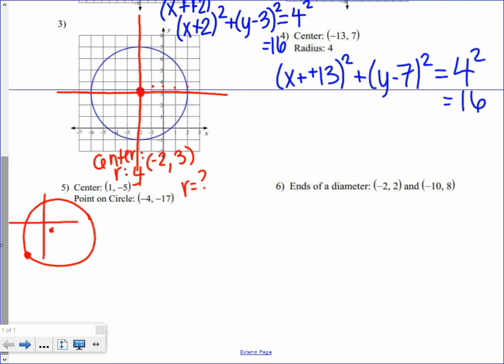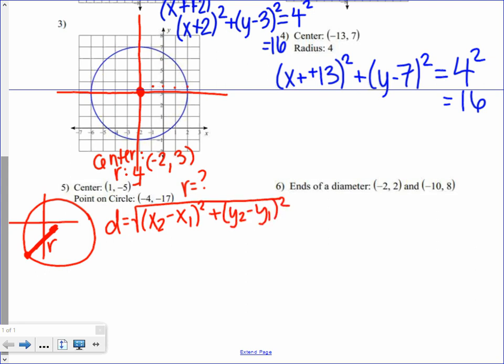How am I going to find the radius? We know going from the center to the edge of the circle is the radius. So how am I going to find that distance? Using the distance formula. So, a refresher on your distance formula: x2 minus x1 squared plus y2 minus y1 squared, and then you take the square root of that whole expression. Does it matter which one is your x2 and your x1? No. Same thing with your y2 and your y1. You just gotta make sure you use your x's, 1 and -4.